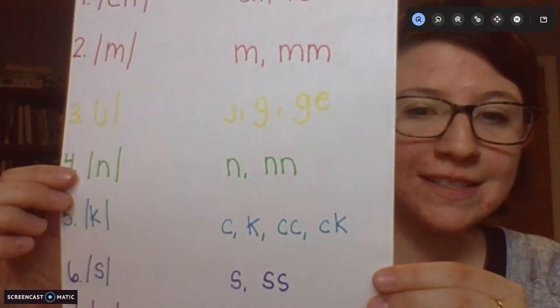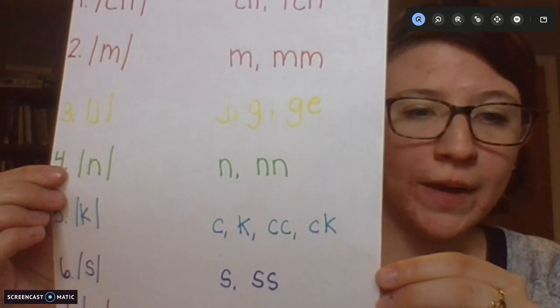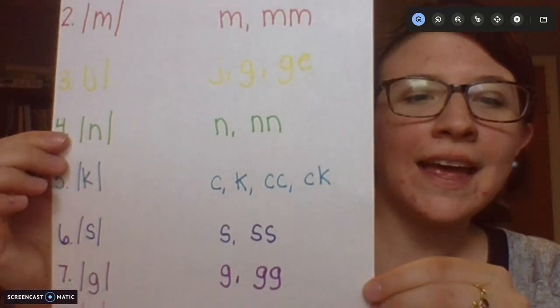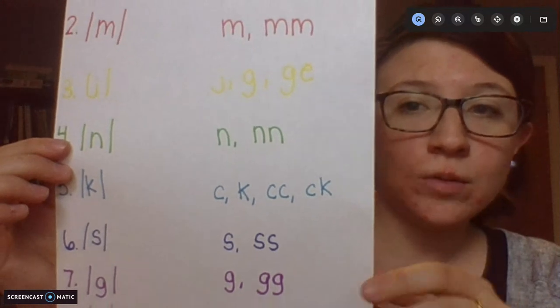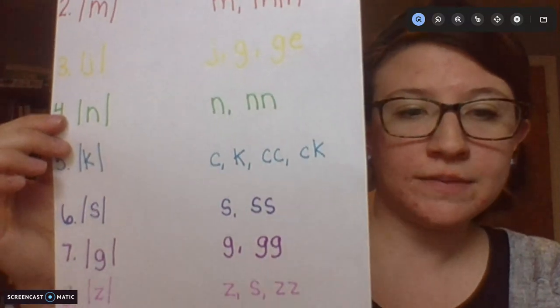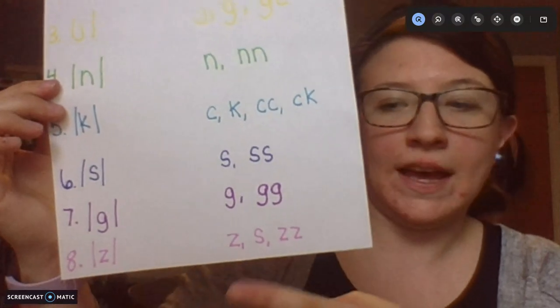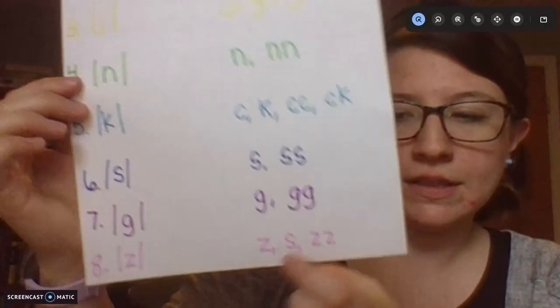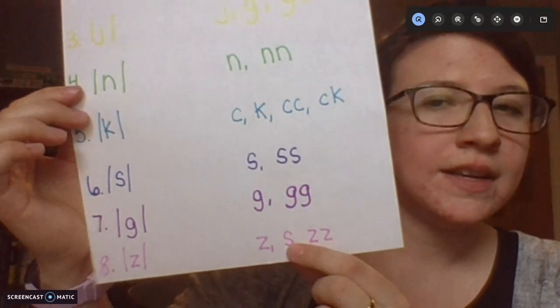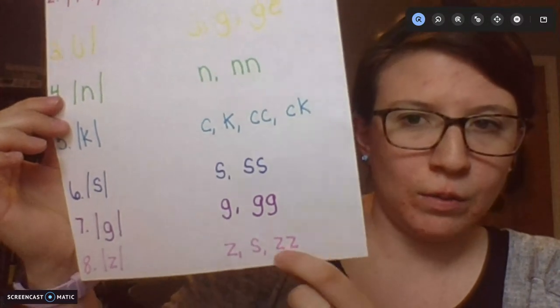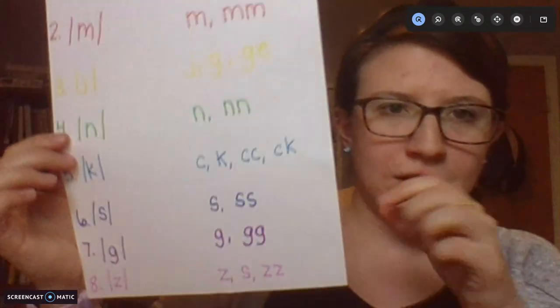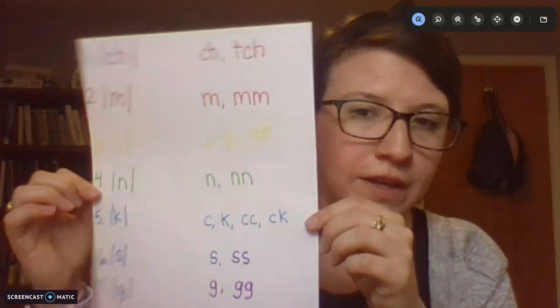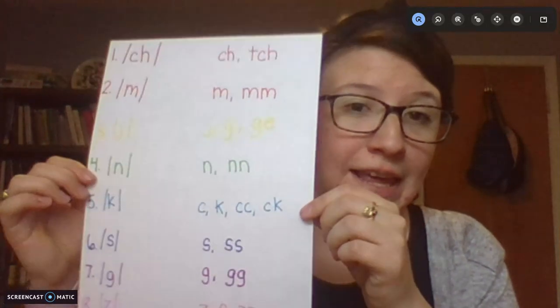2 ways for s, we have 1 S and 2 S's. And then the G sound, 1 G, 2 Gs, and then Z, we have 1 Z, 1 S, 2 Z's. This is what I was talking about at the end of a word. Sometimes when an S is at the end of the word, it makes the Z sound. So I'll put this up on Google Classroom for you to check your answers and make sure you got them all. Good job.